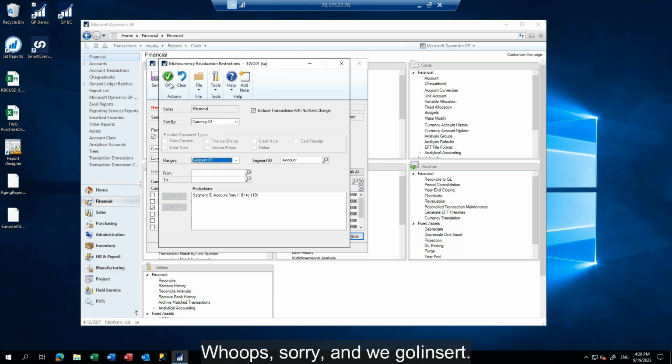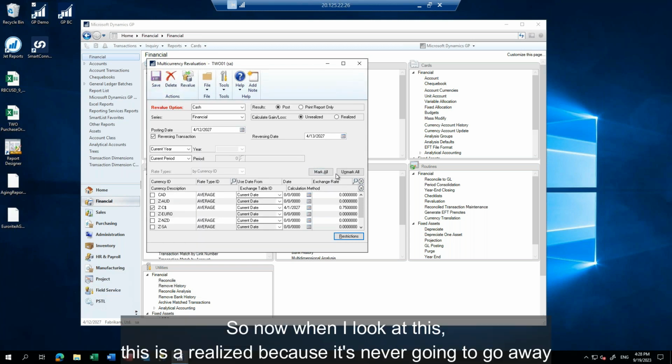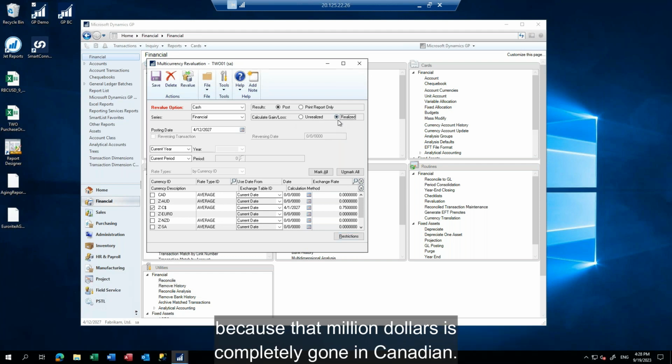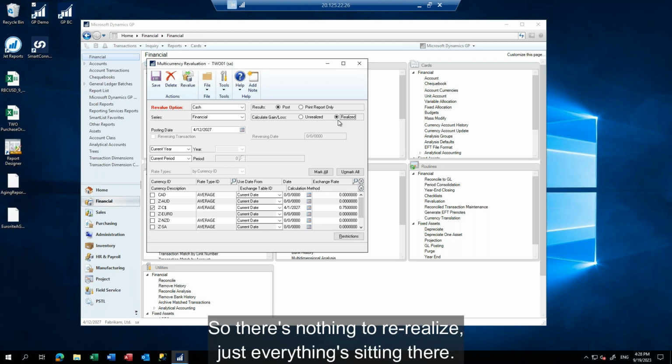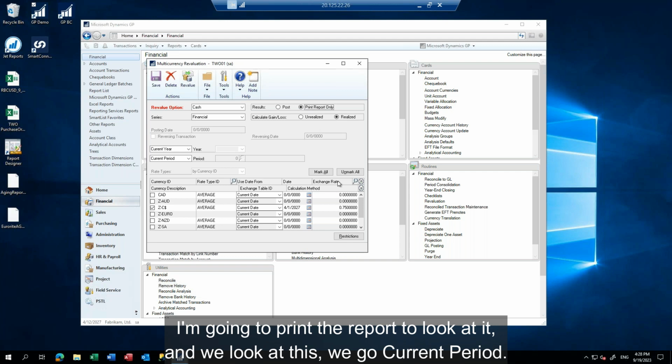And we go insert. We go OK. So now when I look at this, this is realized because it's never going to go away, because that $1 million is completely gone in Canadian. So there's nothing to realize. Everything's sitting there. I'm going to print the report to look at it.